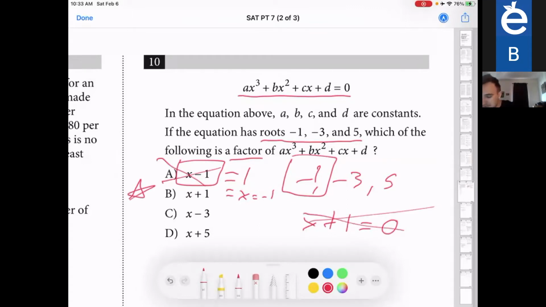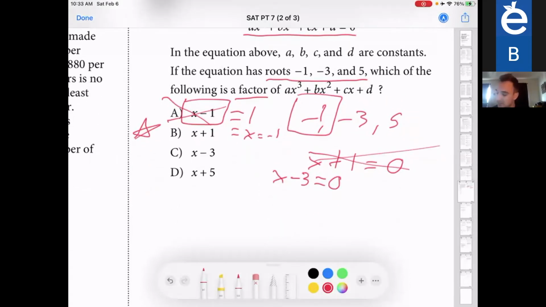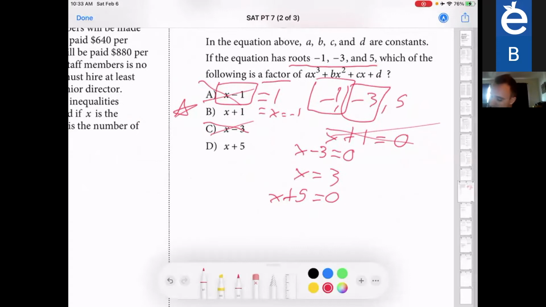C, x minus 3. So once again, we're saying that x minus 3 should be equal to 0 if it's true that it's a factor. To solve for that, we know that the answer for x must be 3. We have -3. -3 and 3 are not the same thing. So no, C doesn't work. And if we're looking here at D, x plus 5 is equal to 0. Right, we know that what must solve there for x is that x must be equal to -5. Once again, we have 5 as a root, not -5, so that one doesn't work either. B is our answer.